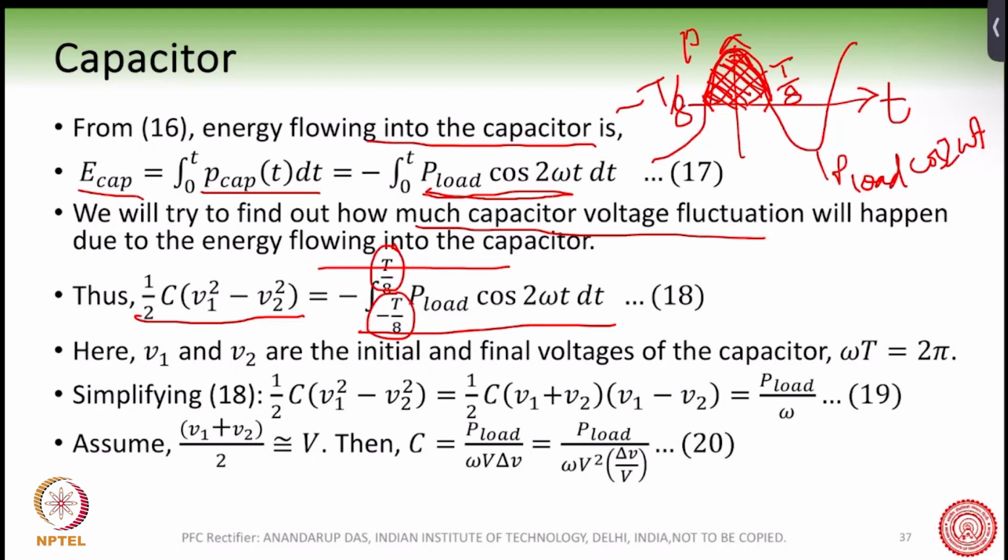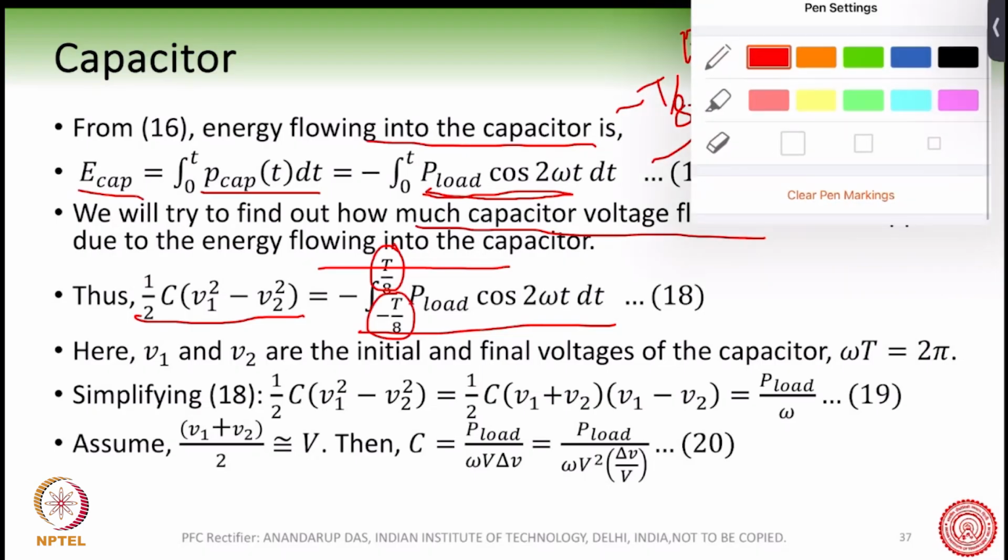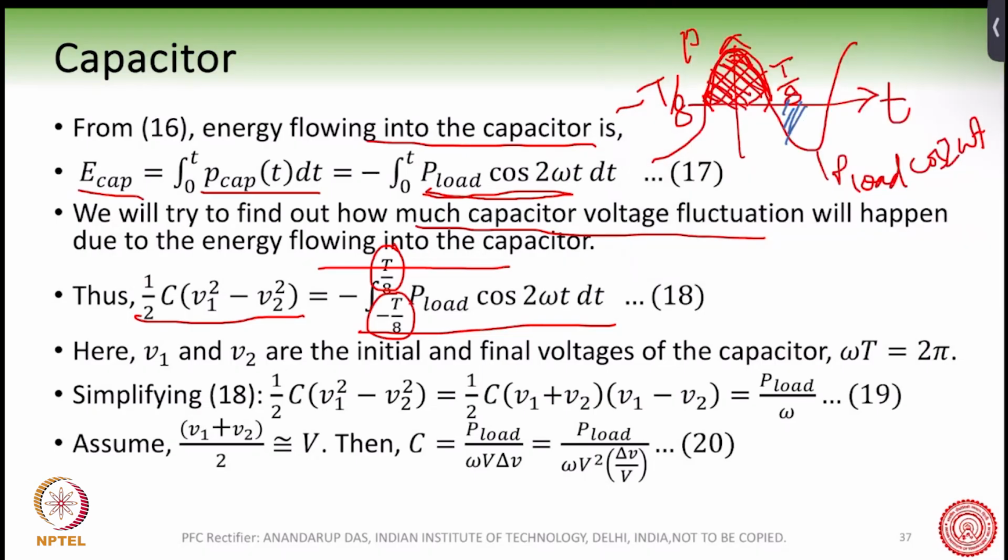Of course, we will take out everything in this part. We will take this thing out from the capacitor, we'll take out the energy, right? So therefore, this variation will cause these voltages to vary from V1 to V2, right? So V1 and V2 are the initial and final voltages of the capacitor, where omega t is equal to 2 pi, and you substitute this equation, half C V square minus V square. A square minus B square is A plus B into A minus B.